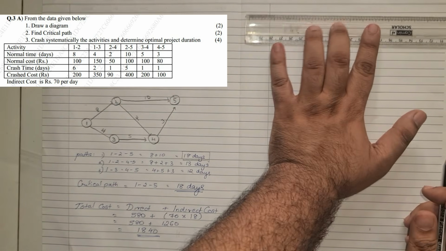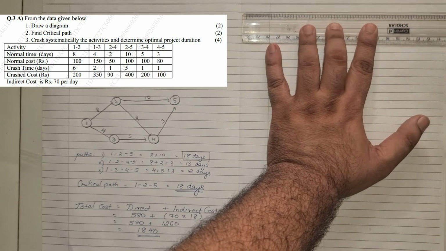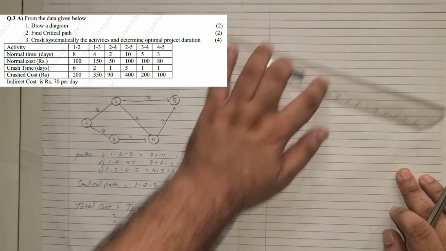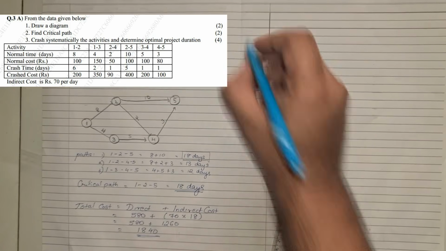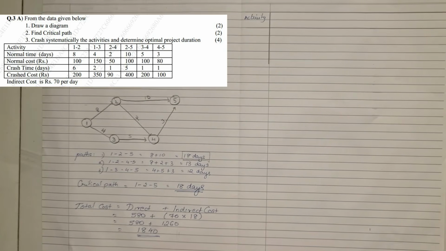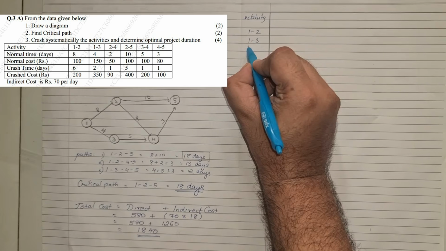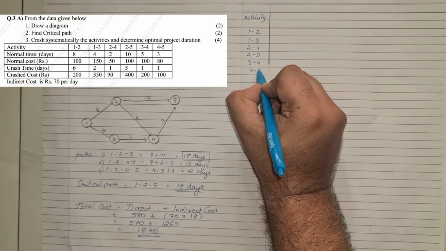So we'll create one table here, right? This is a working note table where we have activity. So first we note down the activities which are there in the question. We'll just note down those activities which are given as 1-2, 1-3, 2-4, 2-5, 3-4 and 4-5.